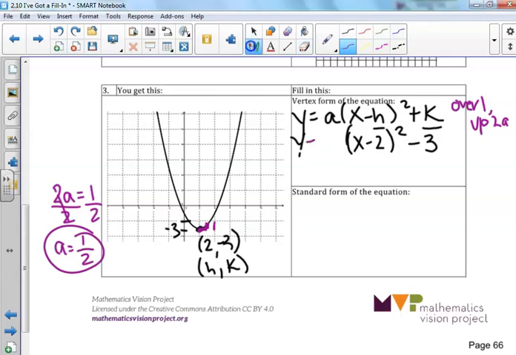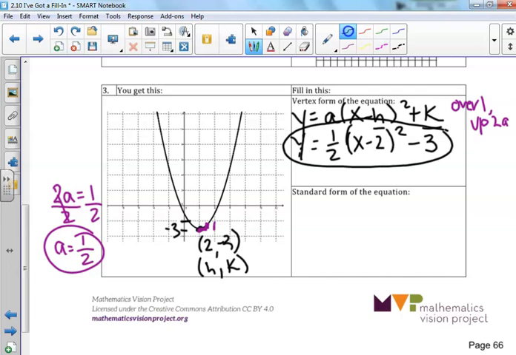And again, this graph is harder to see, but it should be up 1. So let's see here, and that's 1/2. So now we're done with our vertex form. Our vertex form would be y = 1/2 (x − 2)² − 3.